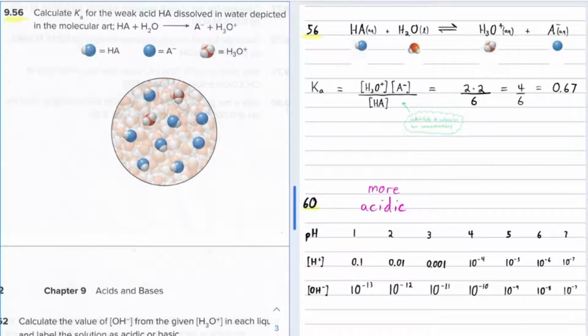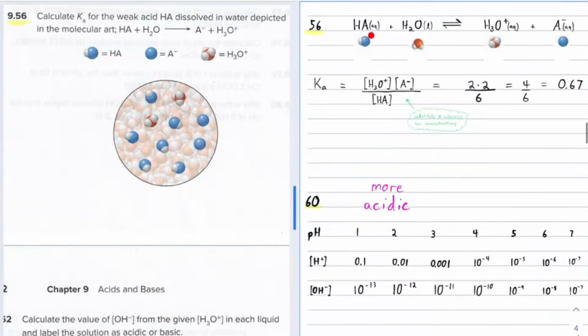So I've rewritten the chemical equation on the right and added the phases. So the HA, aqueous, and water, liquid. And then on the products you have H3O plus aqueous and then A minus aqueous. And here's the molecular art for everybody involved.